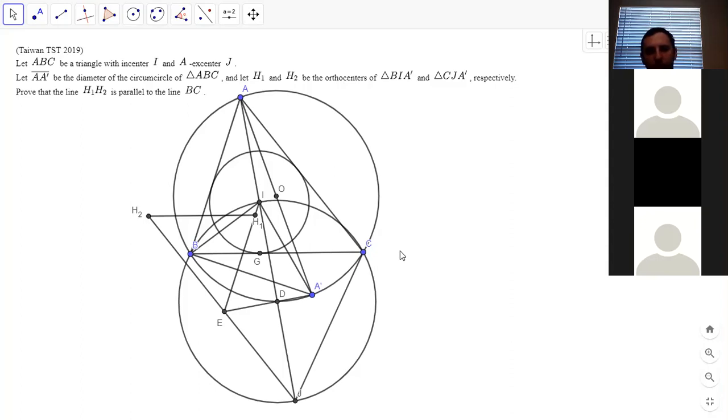I wonder if there's a way to flip the problem around. Let H2 be the point so that, what if we draw the parallel through H1 and let it meet EJ at H2 prime? And then we show that H2 prime is the orthocenter of CJA prime. I kind of like that because that would give us a couple things to work with, right? Then we would know that this triangle is similar to ABC. Then we could use Desargues' theorem.